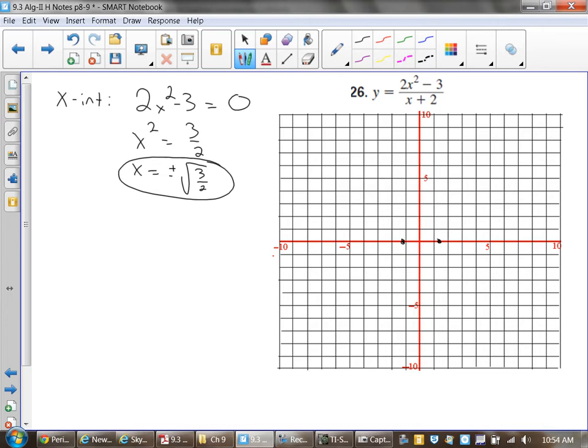You told me that the x-intercept is located at plus or minus the square root of 3/2. That's fine. Go to your vertical asymptote. The vertical asymptote is located at the zero of your denominator. Take your denominator, set it equal to 0, and solve for x. You get? There's your vertical asymptote.